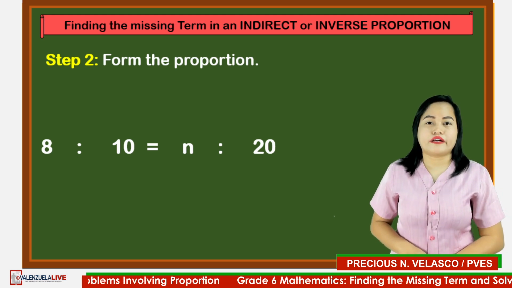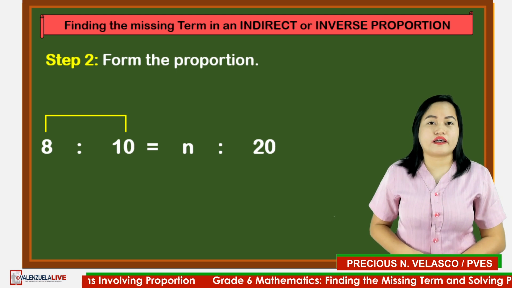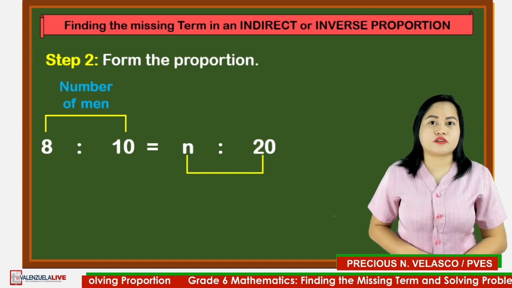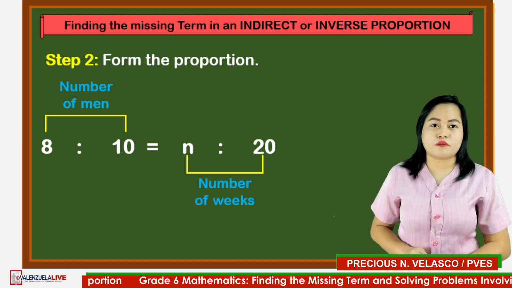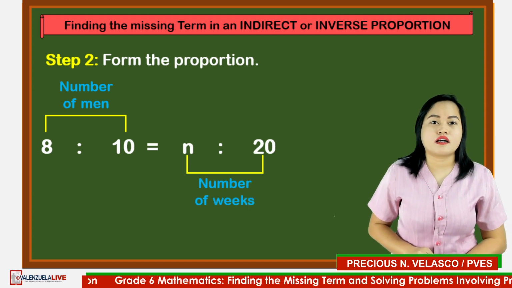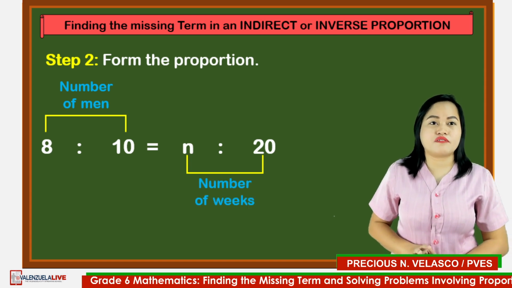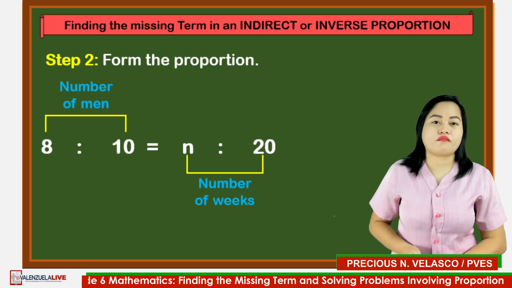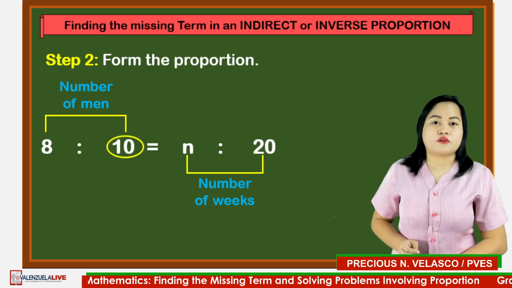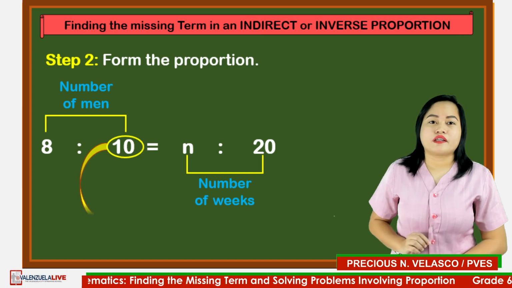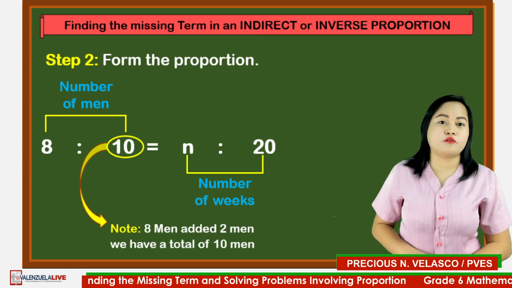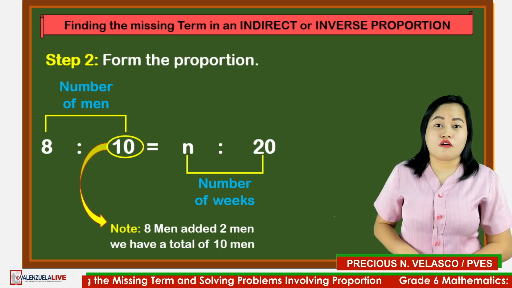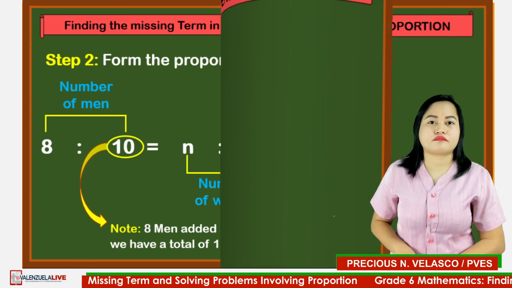So I have here 8:10, wherein 8:10 is equivalent to the number of men, and n:20 is equivalent to the number of weeks. If you're going to notice, this is different from the first one. So why do we have 10 here? 10 is equal to 8 men added to 2 men. That's a total of 10 men.